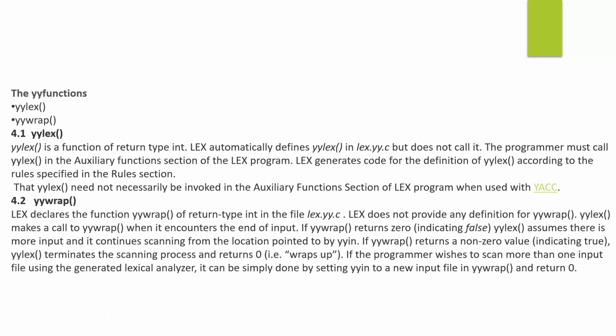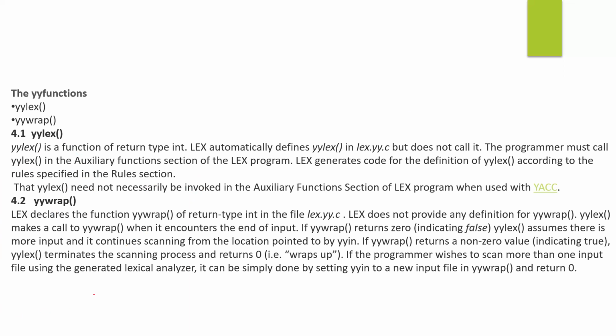of the Lex program. Lex generates the code for the definition of yylex according to the rules specified in the rule section. yylex need not necessarily be invoked by the auxiliary functions of the Lex program when used with Yacc. Next one is yywrap. The Lex program declares the function yywrap of return type int in the file lex.yy.c, and it does not provide any definition for yywrap. yylex calls yywrap when it encounters the end of the input.